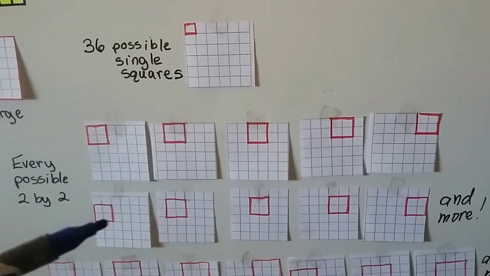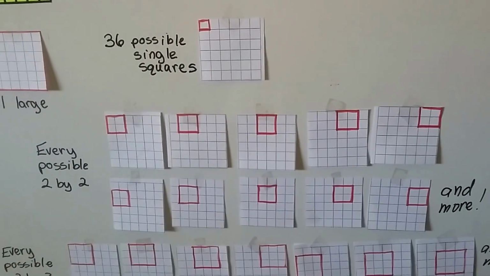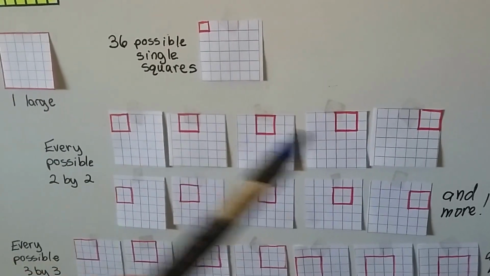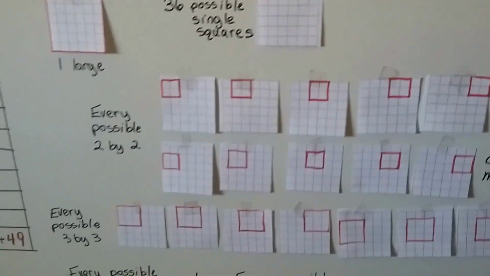And there's more. We could go down to the next row, and then the next row, and then the next row. So that would be every possible 2 by 2 square that we could find within this bigger square figure.